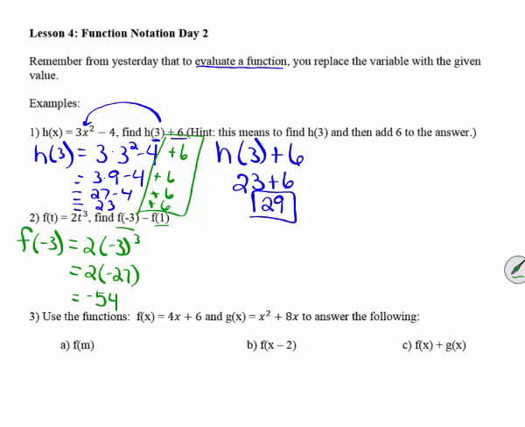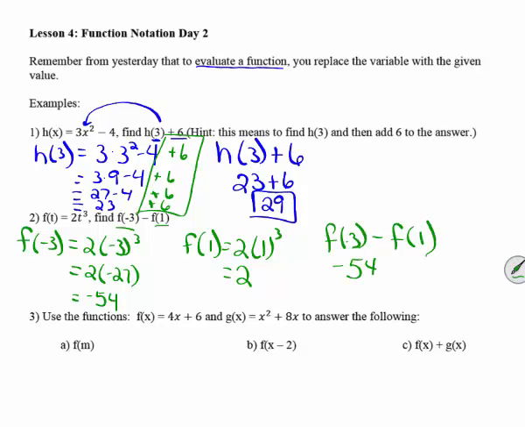All right, now I have to find f of 1. So that's 2 times 1 to the third. So that's just 2. Now we're going to subtract them. So now f of negative 3 minus f of 1 really means negative 54 minus 2, which is negative 56. Do not let your integer rules fool you.